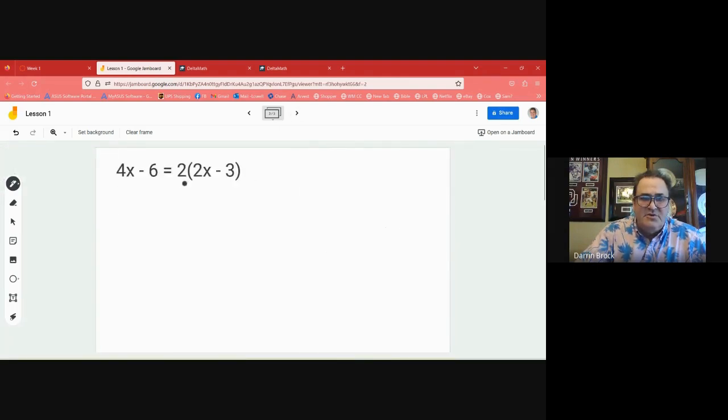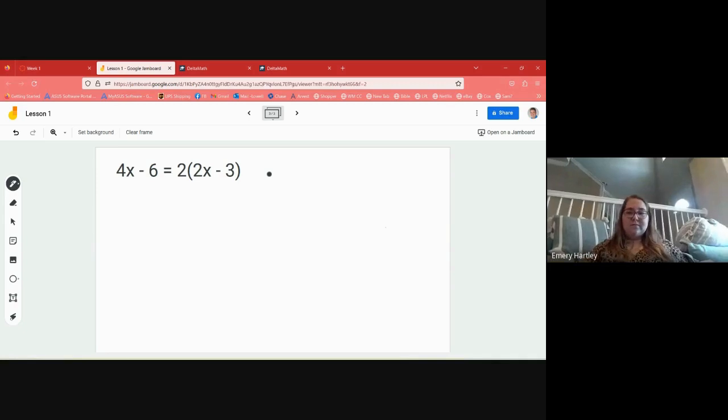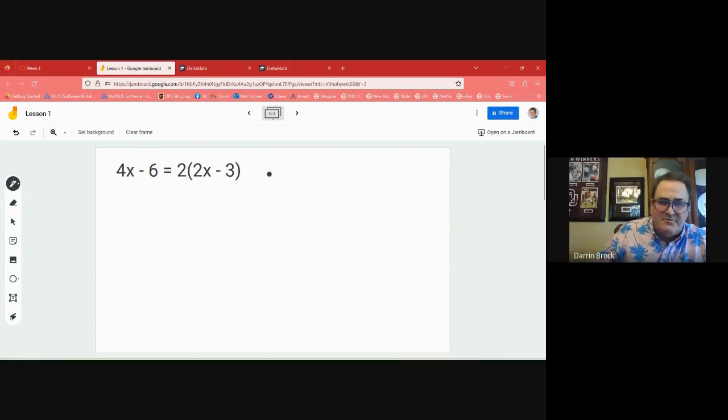4x minus 6 equals 2 times (2x minus 3). All right, what's the first thing we need to do to solve this? Royal, what would we do first? There's a couple different ways, but I would solve it by distributing the 2. All right, very good. If we have parentheses with our PEMDAS, order of operations, that we've learned and gone over many times, parentheses would be first.